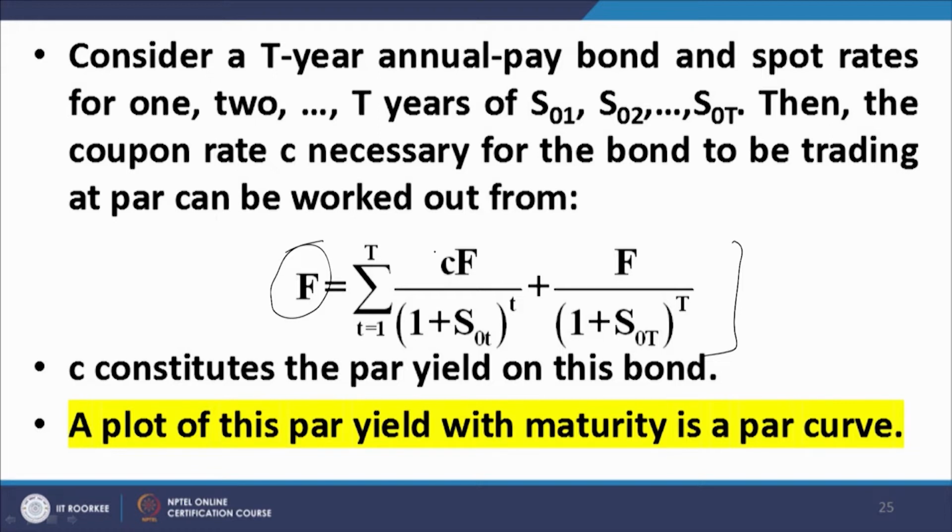In other words, if the bond is quoting at par, it is that coupon rate, that value of C such that the valuation on the right hand side turns out to be equal to the face value of the bond. In other words, it is such that the bond is quoting at par. So, C constitutes the par yield on the bond. A plot of the par yield along the y axis and maturity along the x axis gives you the par curve.